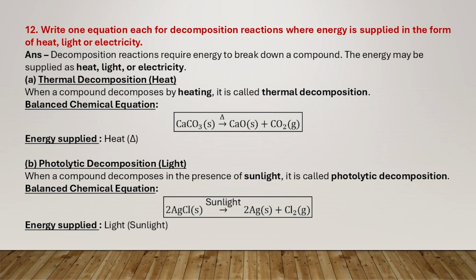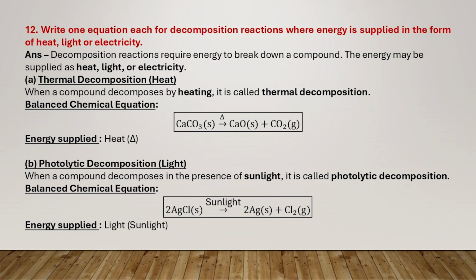12. Write one equation each for decomposition reactions where energy is supplied in the form of heat, light or electricity. Answer: decomposition reactions require energy to break down a compound. The energy may be supplied as heat, light, or electricity. A. Thermal decomposition, heat. When a compound decomposes by heating, it is called thermal decomposition. Balanced chemical equation: CaCO3(s) →(Δ) CaO(s) + CO2(g). Energy supplied: heat, delta.